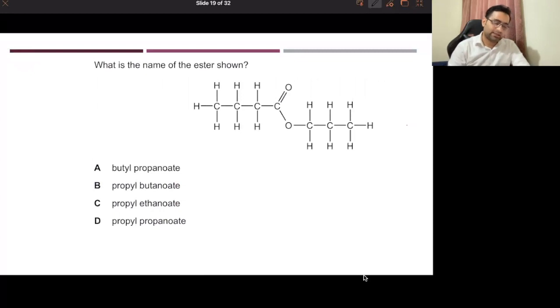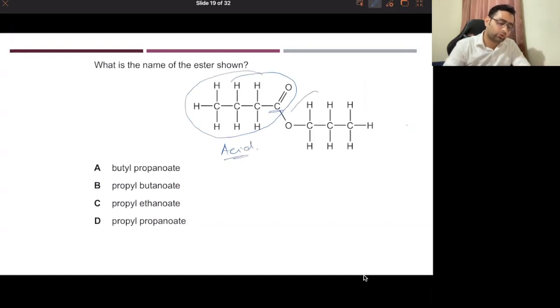So what is the name of this ester? Now, how can we identify which one is the alcoholic part and which one is the acidic part? To confirm, the chain which has C double bond O is acidic, and the one which does not have any C double bond O is the alcoholic chain. So this is going to be propyl, 1, 2, 3, and 4, propyl butanoate. Your answer is B.